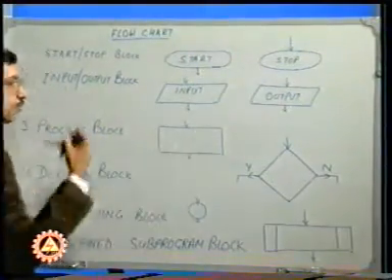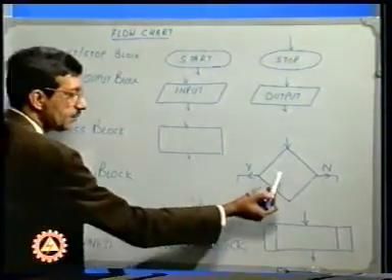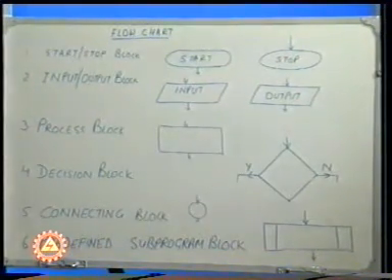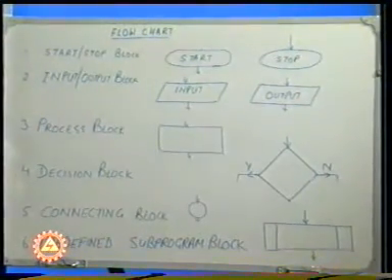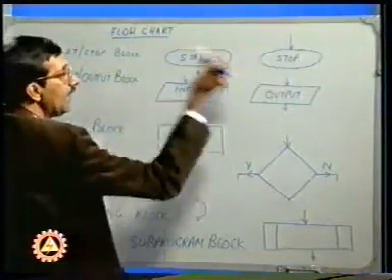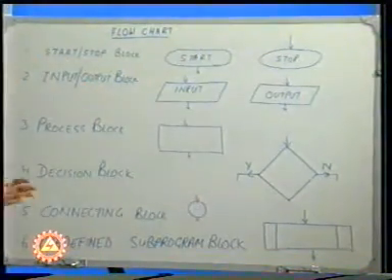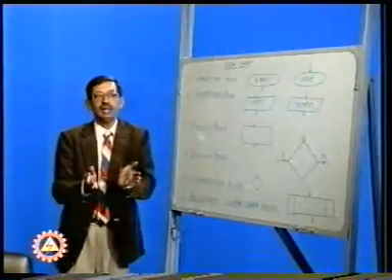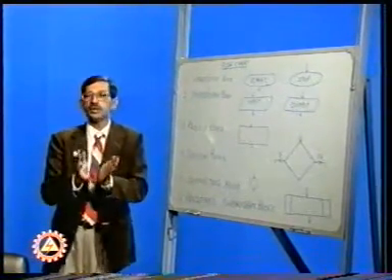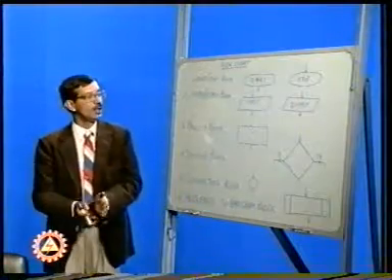You can have process block. You can have decision block. But it will always have a stop block, at least one stop block. You can have more than one stop block also, thereby indicating that any problem which you are trying to tackle may have more than one logical solution to that particular situation.